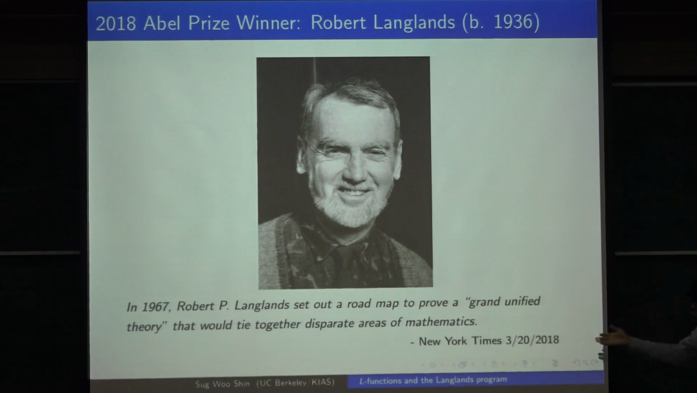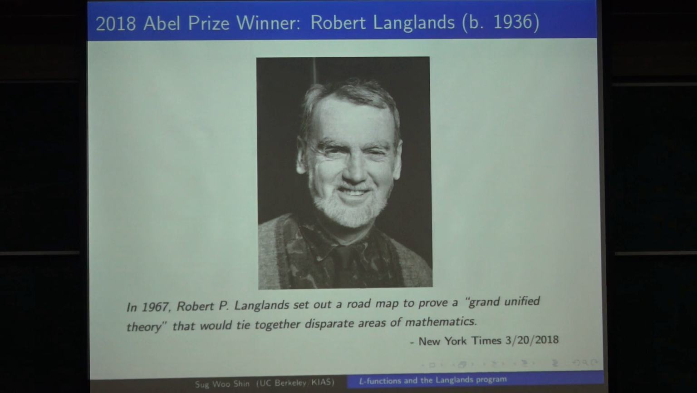I just quoted from a New York Times article announcing this award this year, like a couple of months ago, and the first sentence reads like this. In 1967, Langlands set out a roadmap to prove a grand unified theory that would tie together disparate areas of mathematics. So I'll explain what this means, just the first sentence.